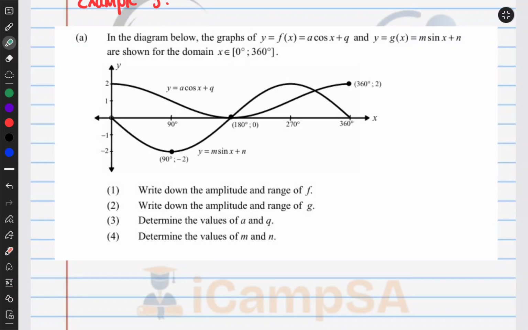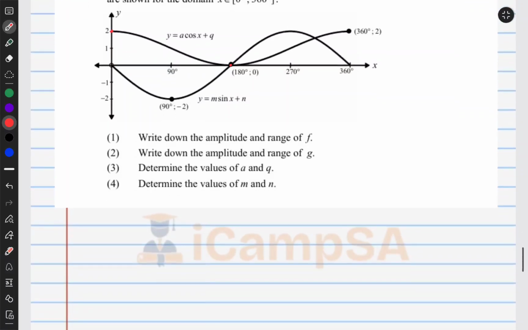Write down the amplitude and range of f. So for the cosine function, we can see that the maximum value is 2 and the minimum value is 0.